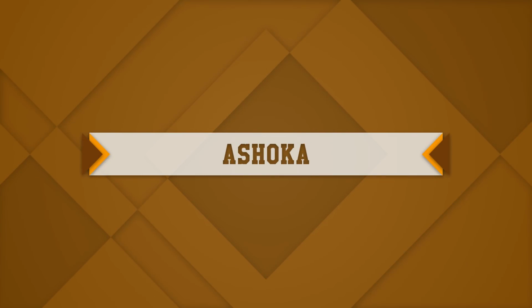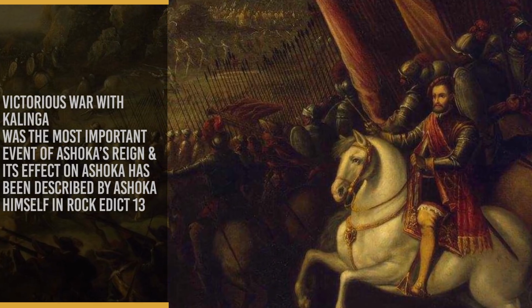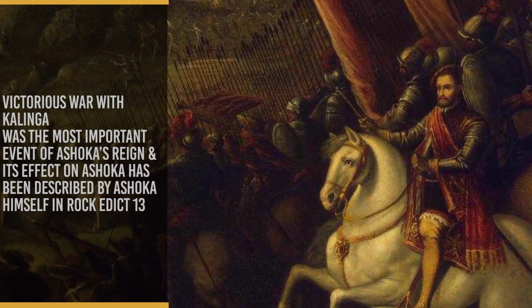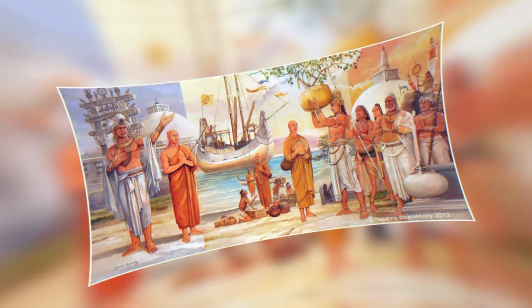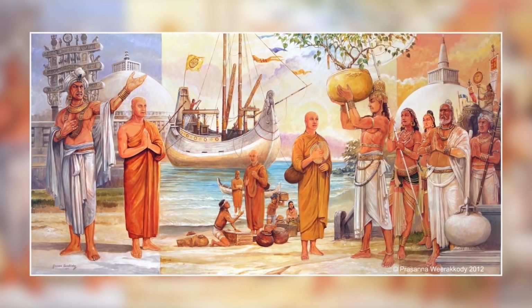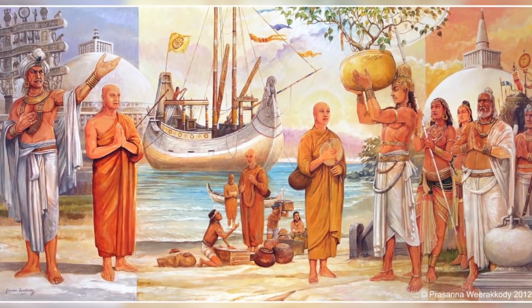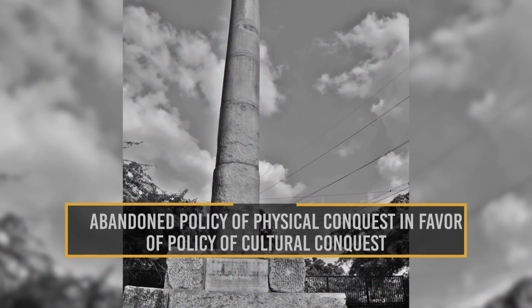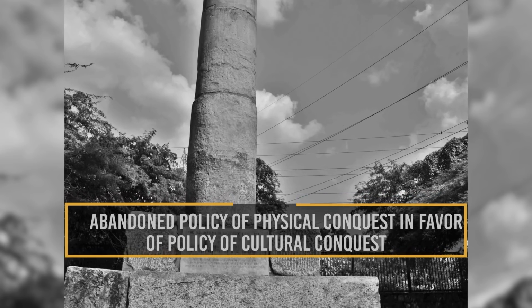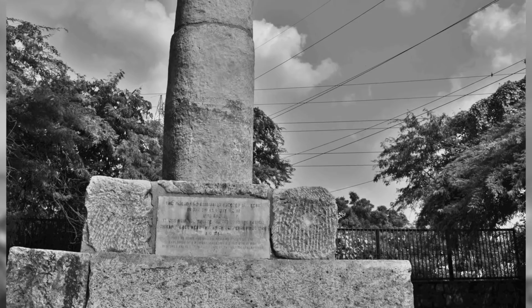King Ashoka. The victorious war with Kalinga was the most important event of Ashoka's reign, and its effect on Ashoka has been described by Ashoka himself in Rock Edict 13. As an effect of the Kalinga war, Ashoka embraced Buddhism under the influence of the Buddhist monk Upagupta or Moggaliputta Tissa. He abandoned the policy of physical conquest in favor of the policy of cultural conquest, Bherighosha replaced by Dhammaghosha, as mentioned in Rock Edict 13.